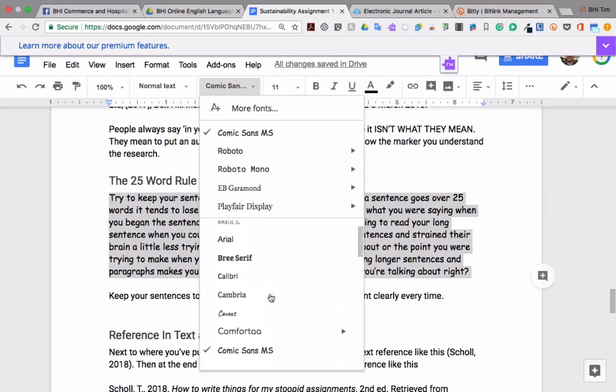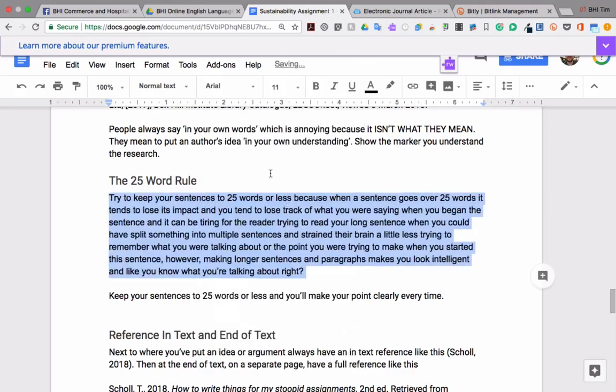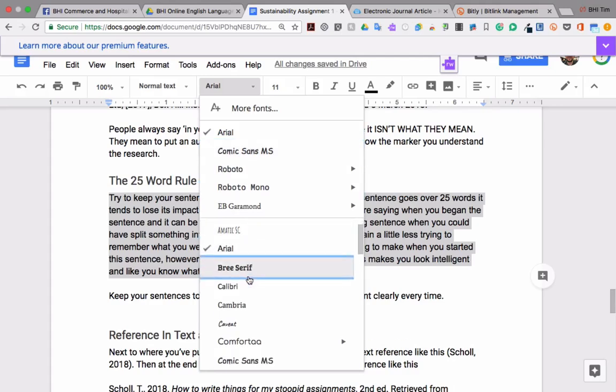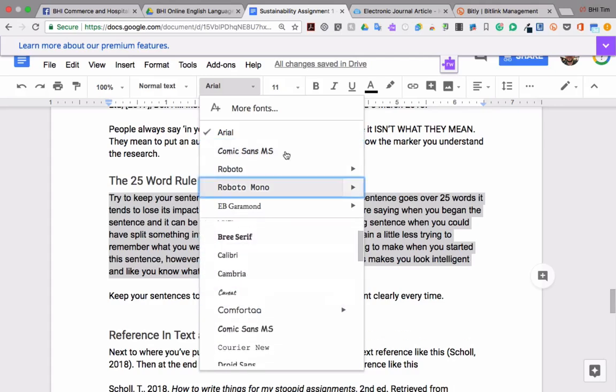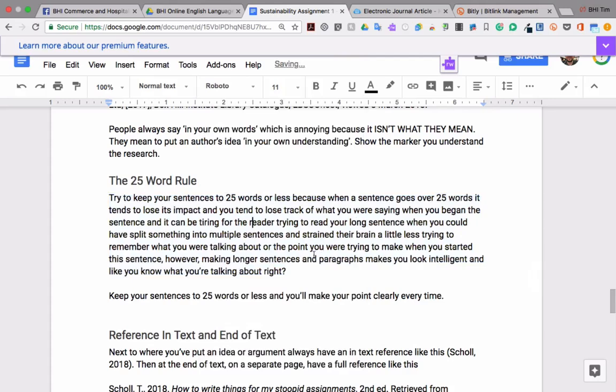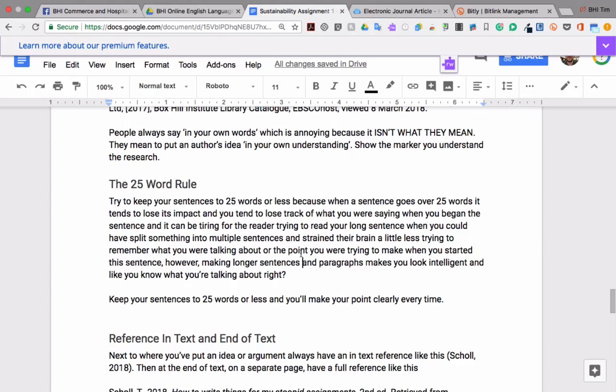The fonts that usually get used are Arial or Calibri or Cambria. And really the best to stick to, I've used Roboto in this document, but you might not have access to Roboto, and teachers generally would prefer something like Times New Roman or Arial because it's easier to read. One font for your paragraphs, one font for your headings.